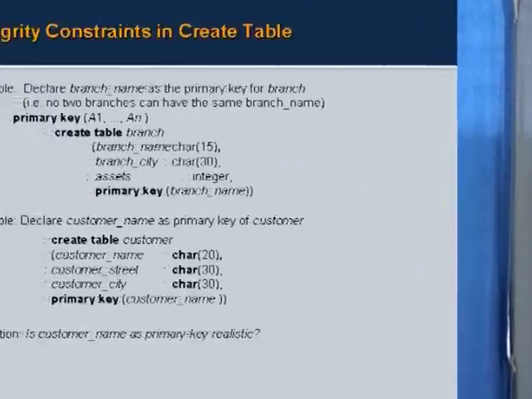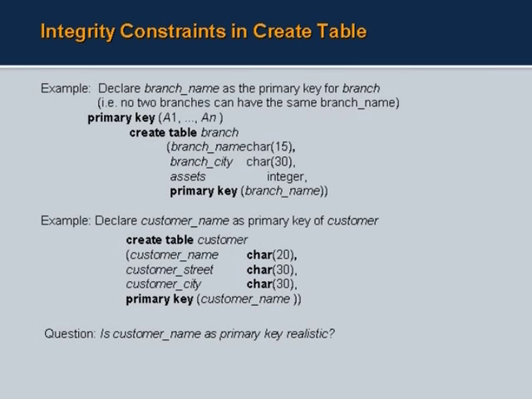So in SQL, there are primary key and foreign key declarations. So here is this same branch table which we saw before. Create table branch, branch name, city, assets. And we also add a primary key branch name. You can add all the integrity constraints at the end. So here is customer with primary key customer name. And as we saw before, is customer name as primary key realistic? Not really. So really you'd use customer ID.